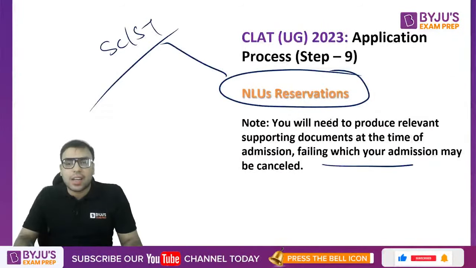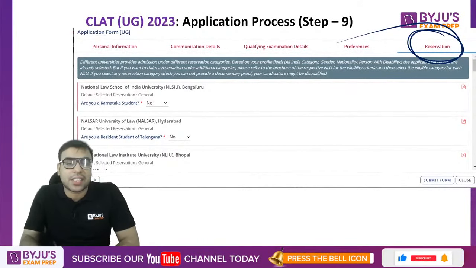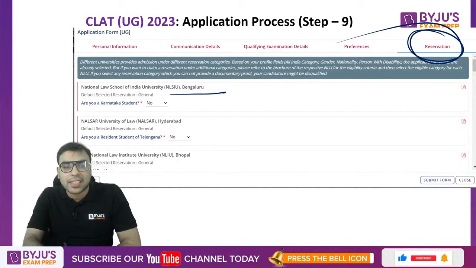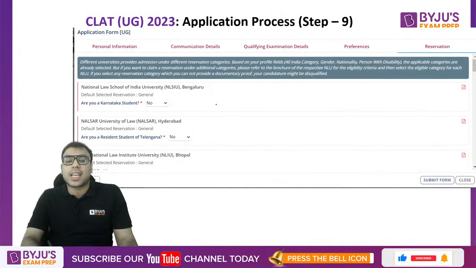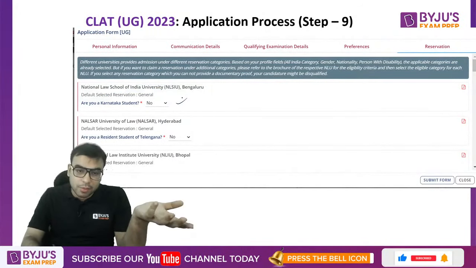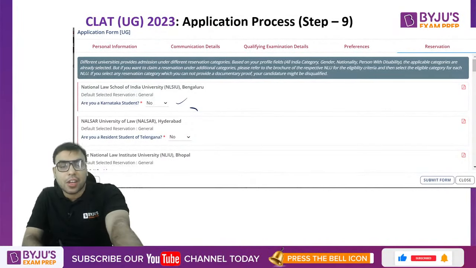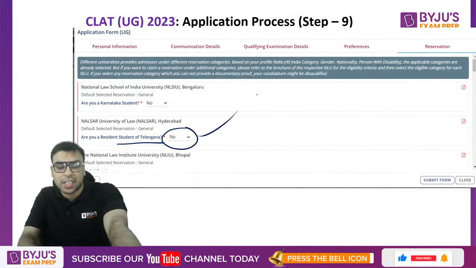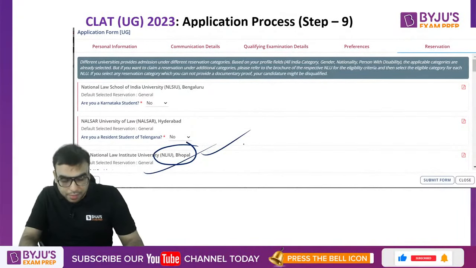Now the next is reservation. Different colleges have different reservations. For example, in NLSIU Bangalore, they'll ask if you are a Karnataka student. If you are from Karnataka, you can mark yes, otherwise no. Similarly, for Nalsar Hyderabad, they'll ask if you are a resident of Telangana, yes or no. Similarly, NLU Bhopal will ask for this also.